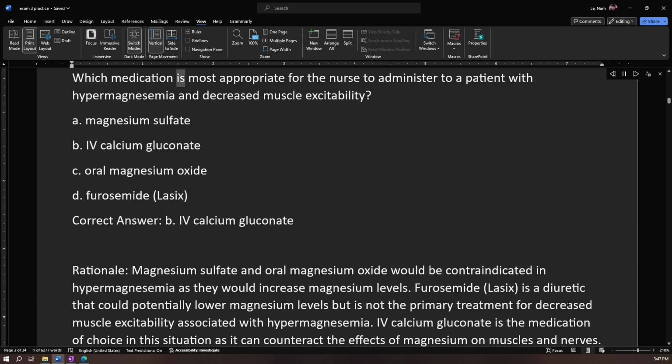Which medication is most appropriate for the nurse to administer to a patient with hypermagnesemia and decreased muscle excitability? A. Magnesium sulfate. B. IV calcium gluconate. C. Oral magnesium oxide. D. Furosemide, Lasix. Correct answer: B. IV calcium gluconate.